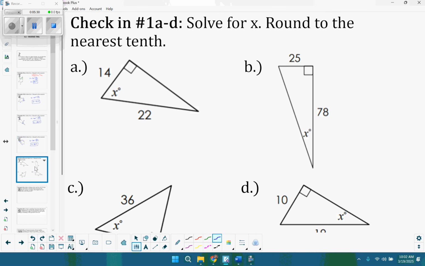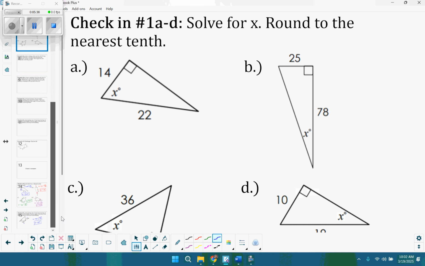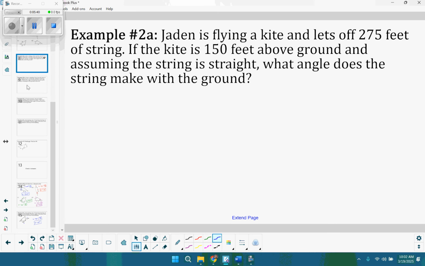So here are some for you to try. You can pause. Answers are posted on Google Classroom. And then, of course, we're going to have some word problems.